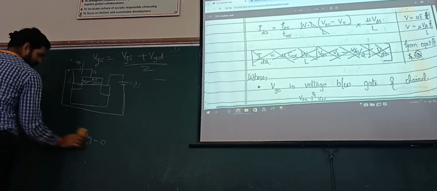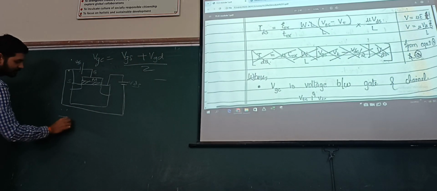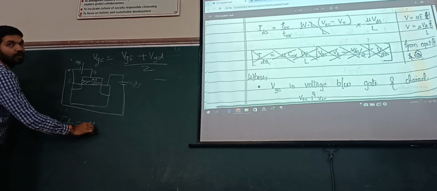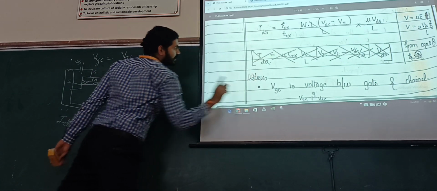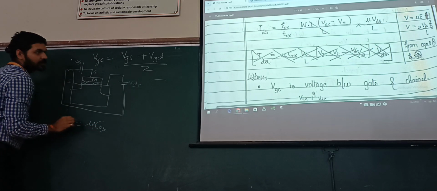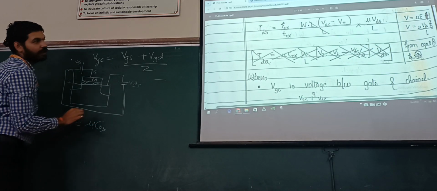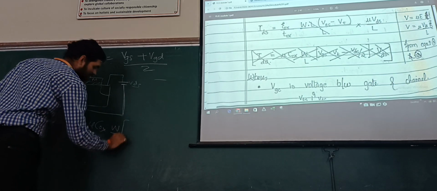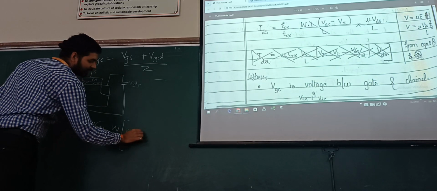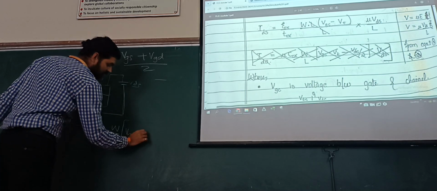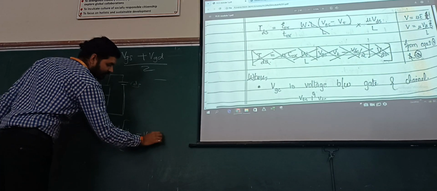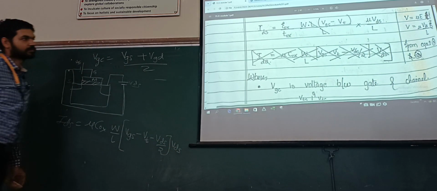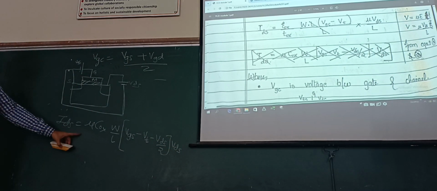Let us look at this and write it. So IDS is equal to mu into epsilon naught by Tox, that is Cox, into W by L into VGS minus VT minus VDS by 2 into VDS. This is the equation.